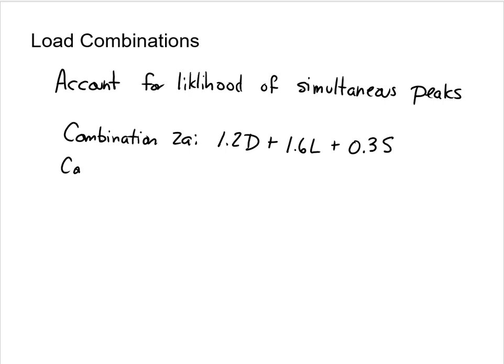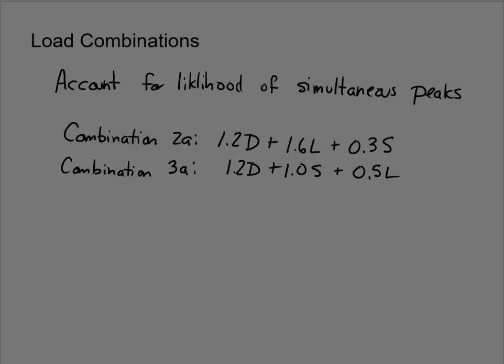Our second combination accounts for the possibility that the dead and snow load achieve their maximum likely values simultaneously. So we use load factors 1.2 and 1. There will likely be some live load at that moment, so the combination includes live load but with a load factor of 0.5. Depending on the standard, there might be a dozen different load combinations that reflect what the committee considers reasonable likelihoods of occurrence.